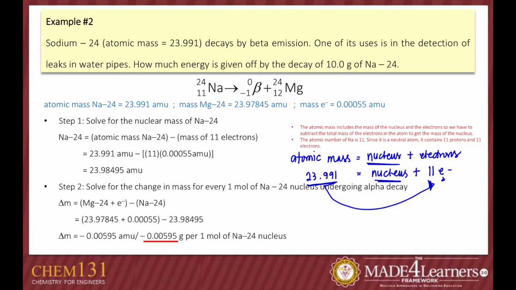So pangitaon ang change in mass for every 1 mole of sodium 24 nga ni-undergo decay. So mass of the product, so mass of magnesium plus mass of the beta particle minus the nuclear mass of sodium 24. Ni-solve, makita na to nga negative gihapon siya, meaning na nawala. Meaning, pag undergo niya beta decay, na ay na-release nga energy. So 0.00595 grams lost for every 1 mole of sodium 24 undergoing decay.